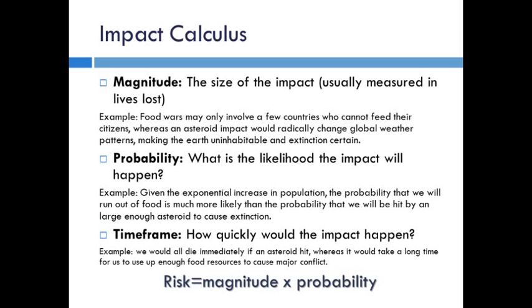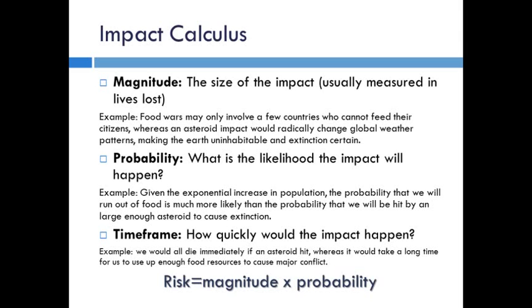And the third is time frame. So how quickly would the impact happen? So for example, we would all die immediately if an asteroid hit because of the pyroclastic cloud or whatever, whereas it would take a long time to use up enough food resources to cause a major conflict. So the time frame for an asteroid collision would be sooner than the time frame for a war over food resources. Essentially, the risk of the impact equals magnitude times probability.